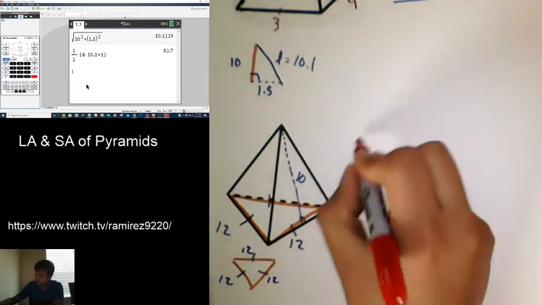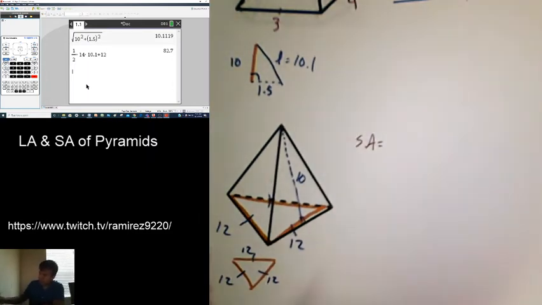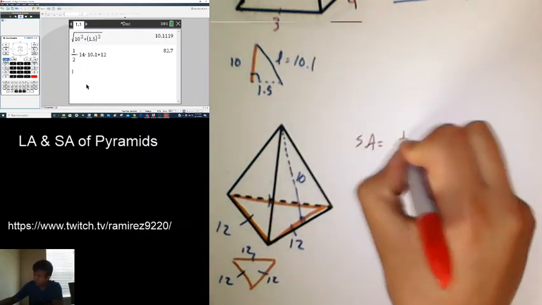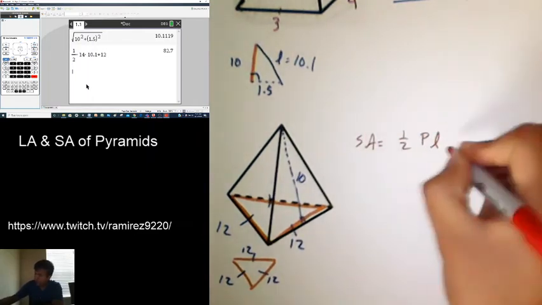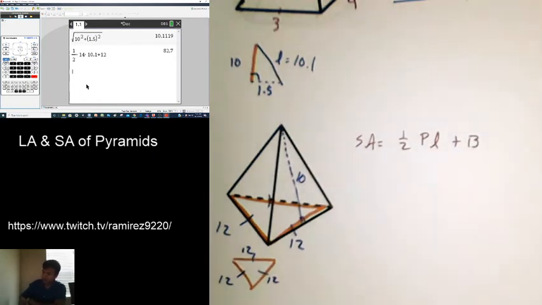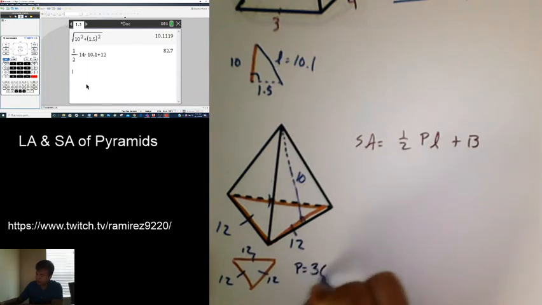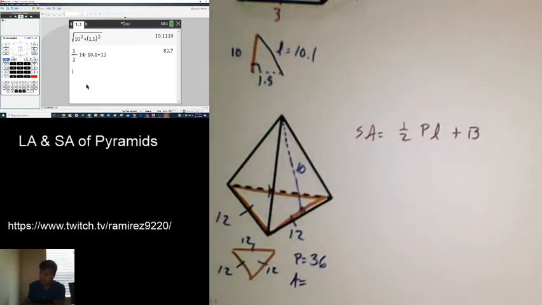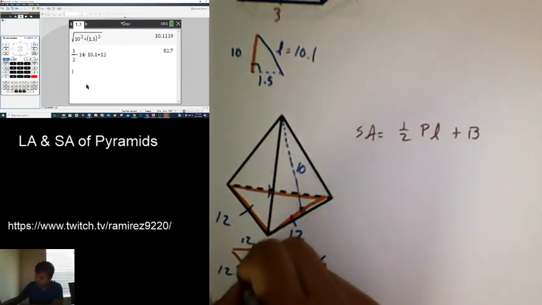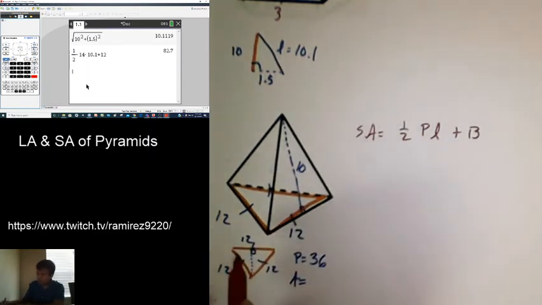So again, surface area is 1/2 perimeter times slanted height plus B. In our triangle, we can easily calculate the perimeter to be 36. And when we find the area, we'll just keep in mind that it's 1/2 base times height. So here you're going to have to draw your height like we've done before, right? So we work with this right triangle that's in here, where this ends up being 6, and we do Pythagorean theorem.